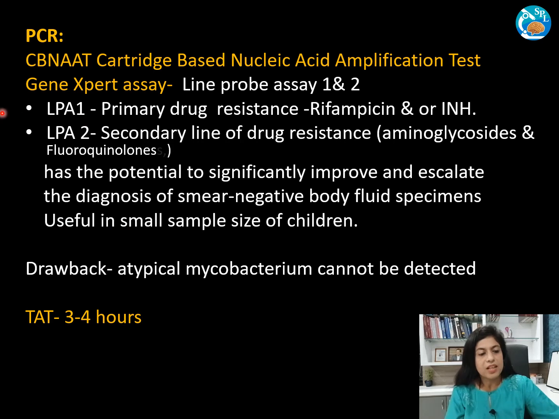Now, PCR can be done by CBNAAT, that is cartridge-based nucleic acid amplification test. Now, the GeneXpert assay has line probe assay 1 and 2. The line probe assay 1 helps not only in detection of the bacilli, but also one comes to know the primary drug resistance, that is rifampicin or INH. And in the LPA 2, one may get knowledge about secondary line drug resistance involving aminoglycosides and fluoroquinolones. The drawback of this test is one cannot detect atypical mycobacterium. And if the test is readily available, then the turnaround time is 3 to 4 hours.